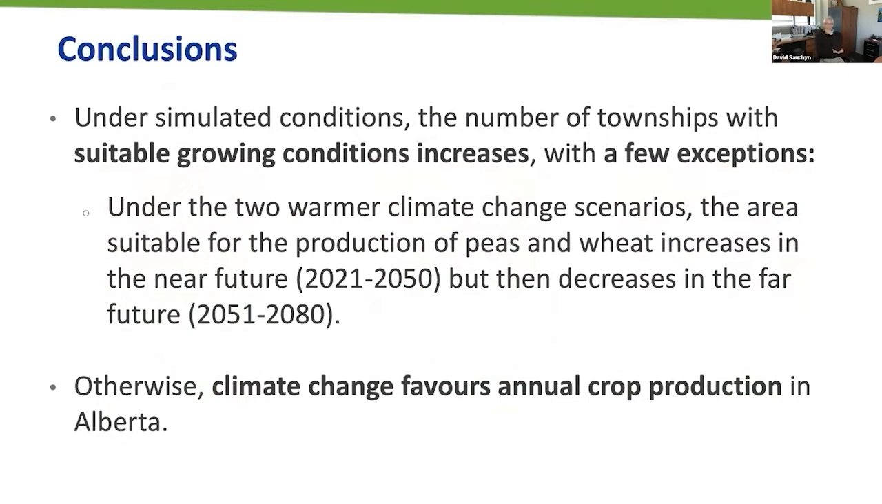There was already a question today about temperature thresholds. In fact, in this simulation, the production of peas and wheat initially goes up, but then decreases. We think that's because a climate threshold has been exceeded, where there's actually too much heat and it has a detrimental effect on the yield of peas and wheat. With the exception of those two crops, climate change favors annual crop production until the end of the century throughout Alberta.